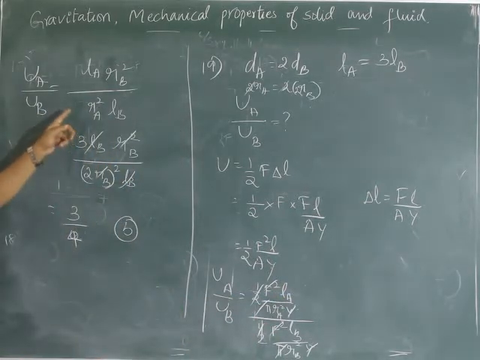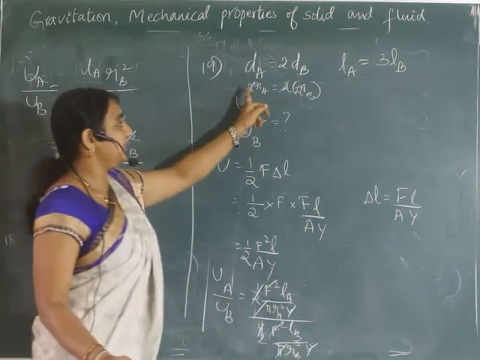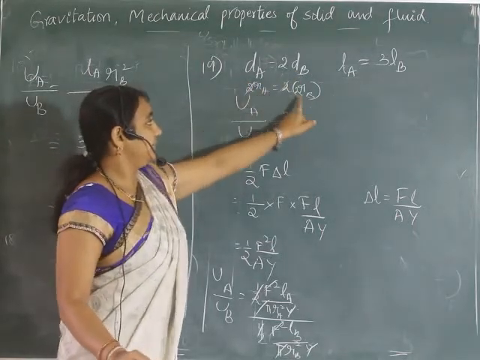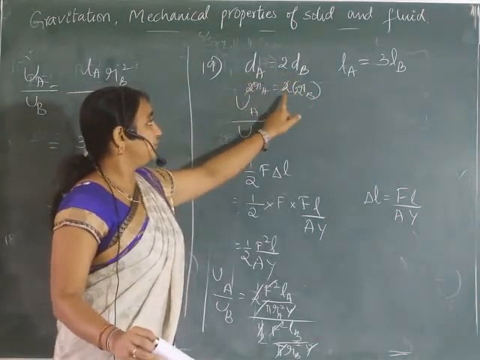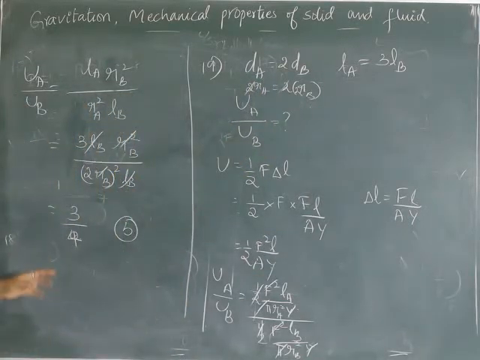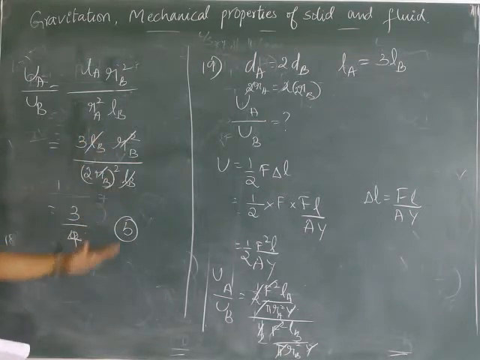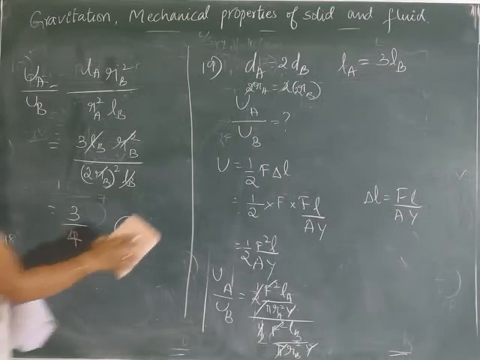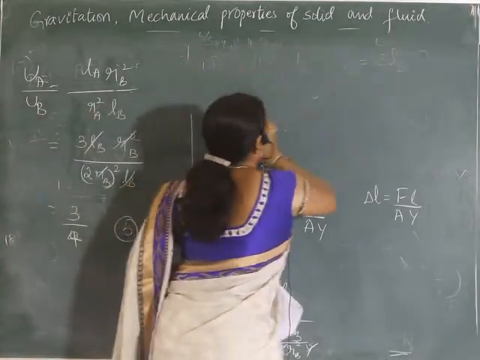That will remain. So we know diameter is nothing but twice the radius, 2RA, 2RB. But this is 2 times. So 2 gets cancelled. So RA is equal to 2RB. So in the place of RA I will substitute 2RB. In the place of LA I will substitute 3LB. So after substituting, whatever is getting cancelled, cancel it. The remaining is 3 by 4. Answer is 3:4. Next. Option B.